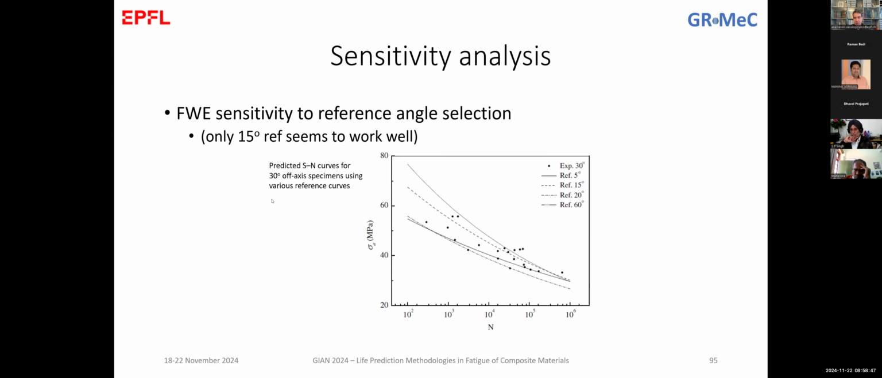And discussing what we introduced before about the sensitivity of this Fayaz and Elin criterion, I plotted here the prediction for 30 degrees by using different reference curves for establishing the Fayaz and Elin failure criterion. The solid line is for 5 degrees, the dashed line is for 15 degrees, the dash-dot line is for 20 degrees, and the other dash-dot line is for a reference of 60 degrees.